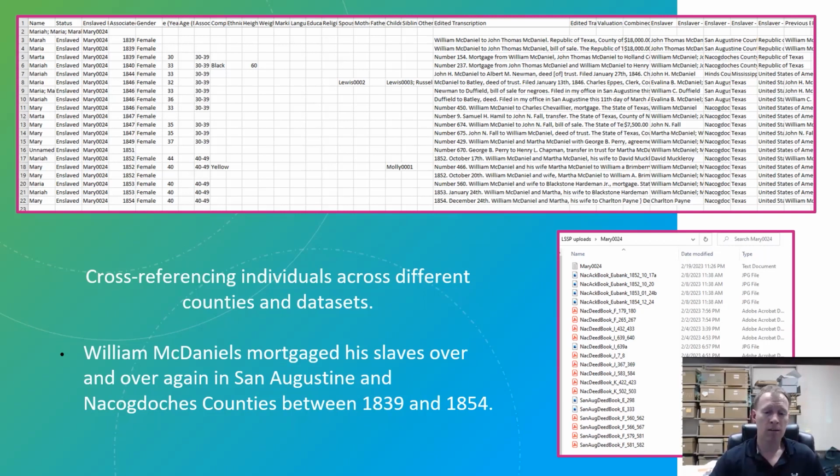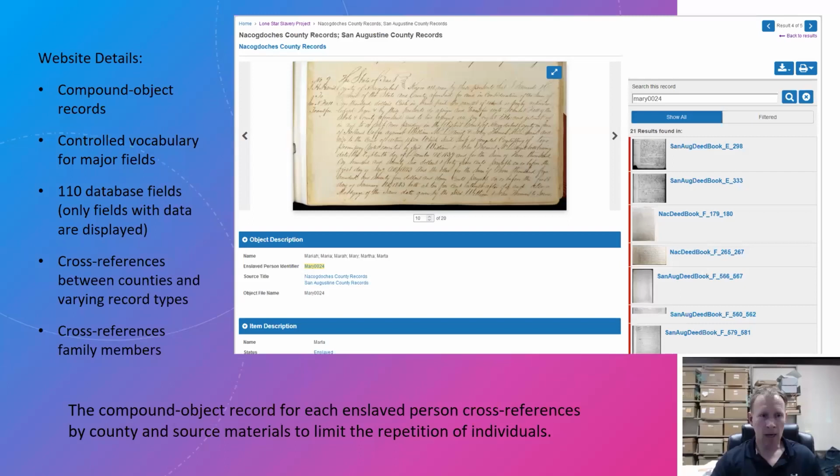There's also some stuff from St. Augustine. So moving between these different counties, I can pull these records together. The website that I have is very cookie cutter, very basic, but I'm not the most tech savvy person, so it's great for my needs.